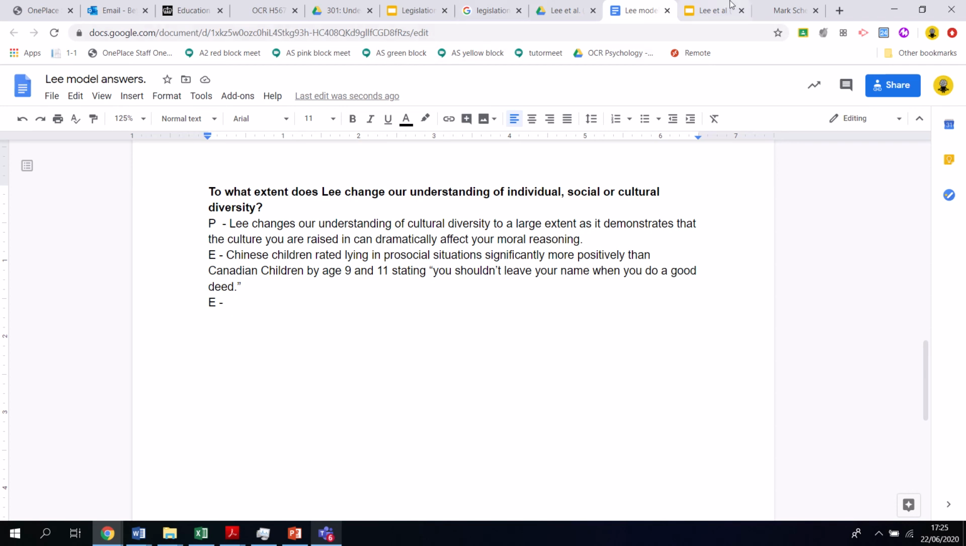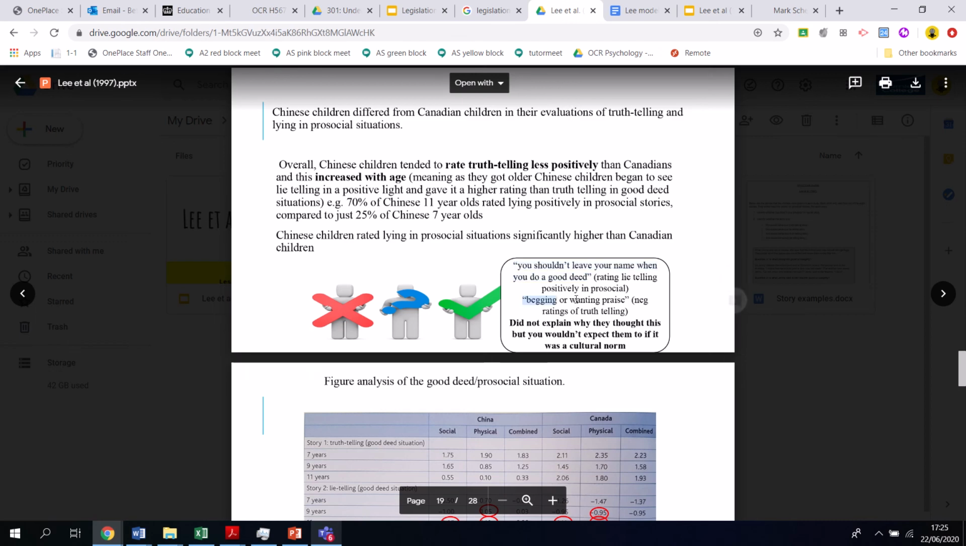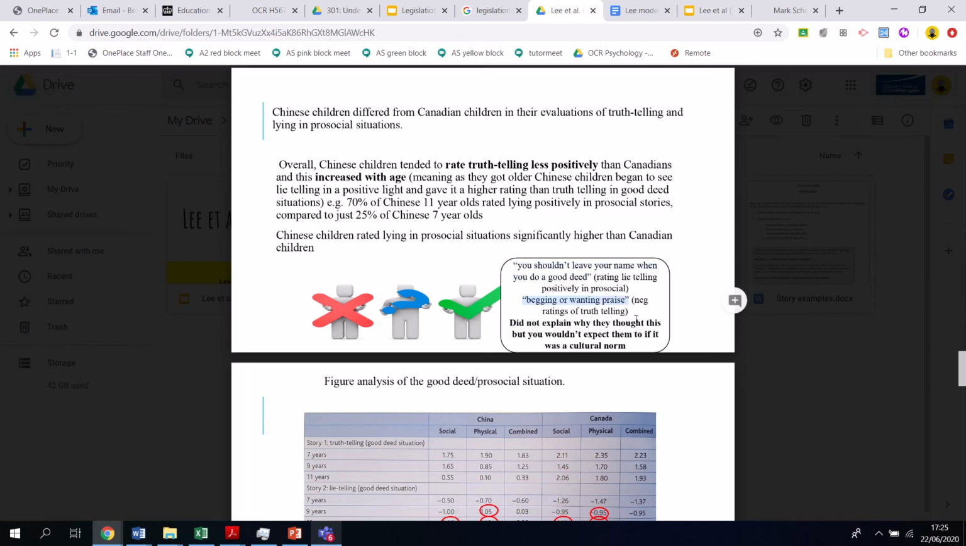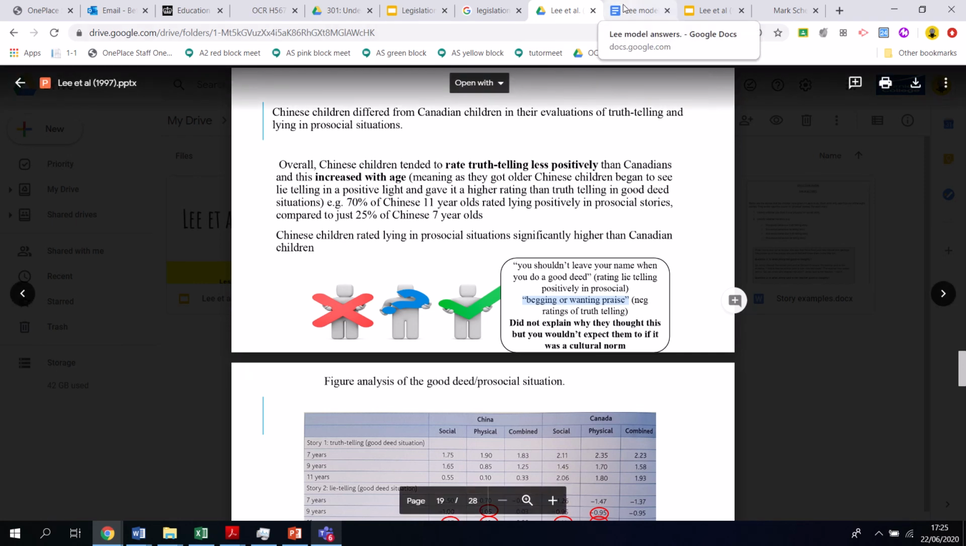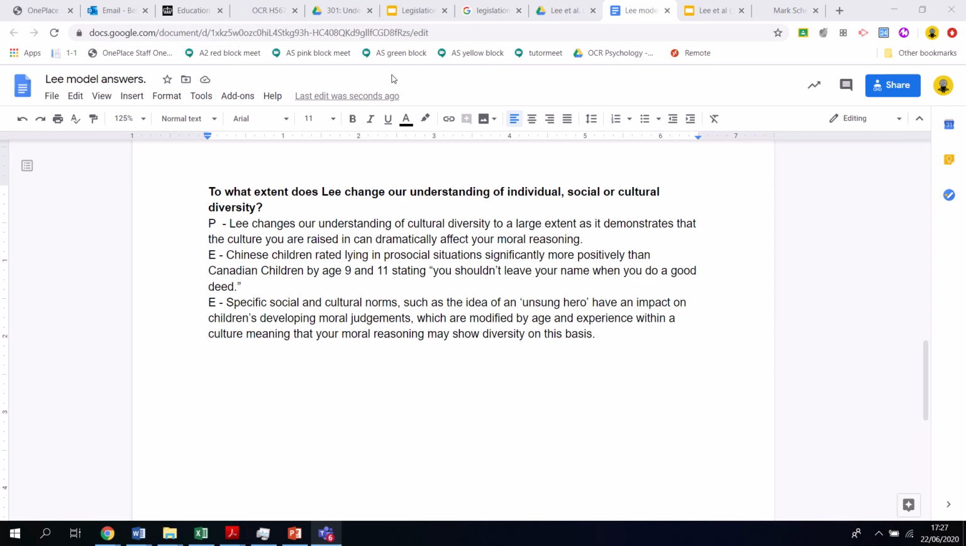So you could either just include that one, or if I just flick to these slides, you could include this one as well. It's begging or wanting praise when you have told the truth. So you could have included either of those really in this. And then all I need to do is just explain how this demonstrates cultural differences.